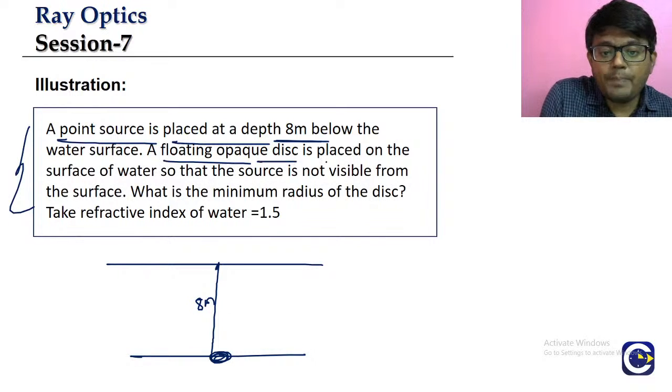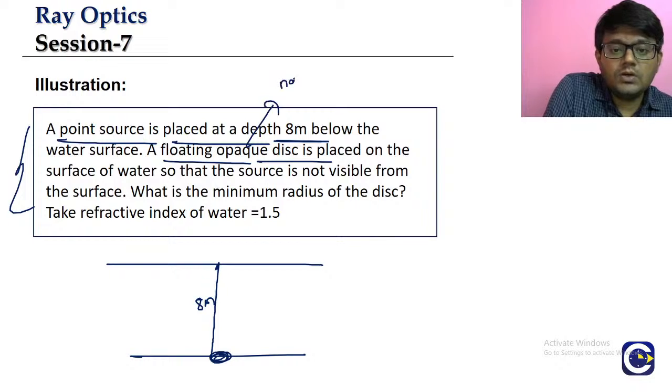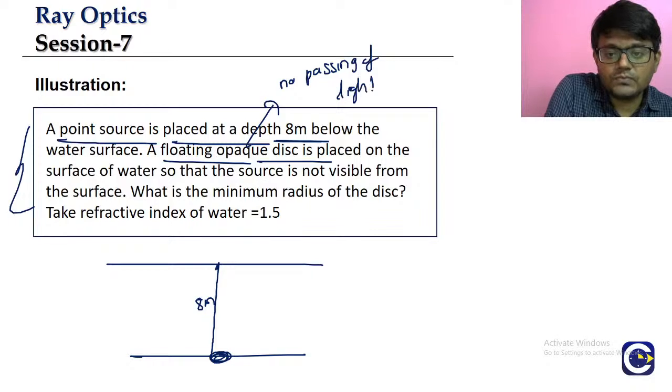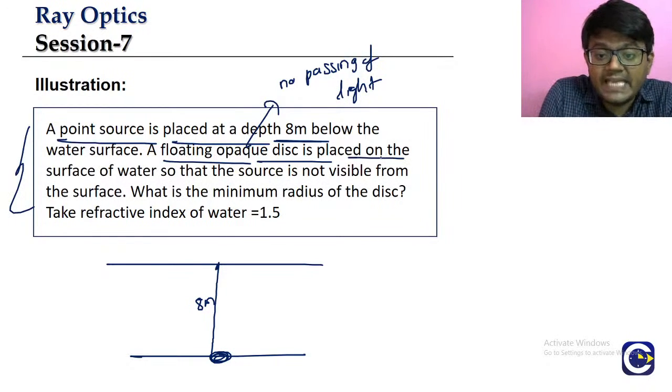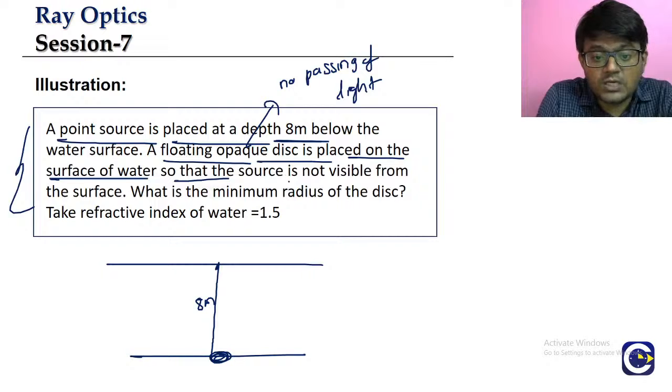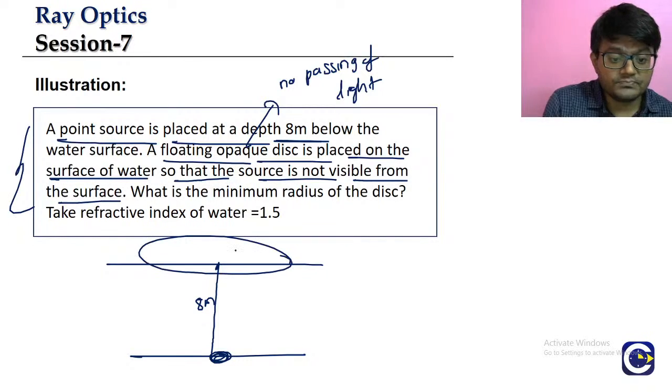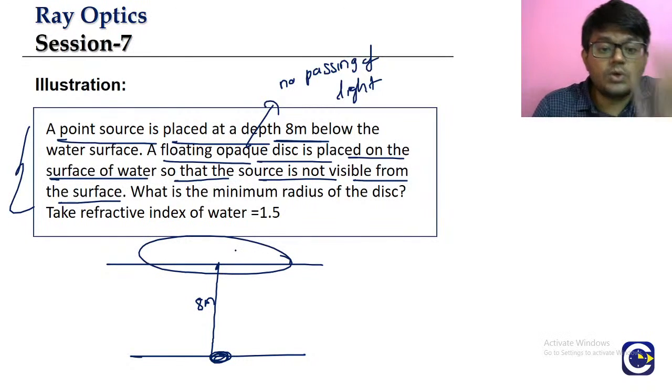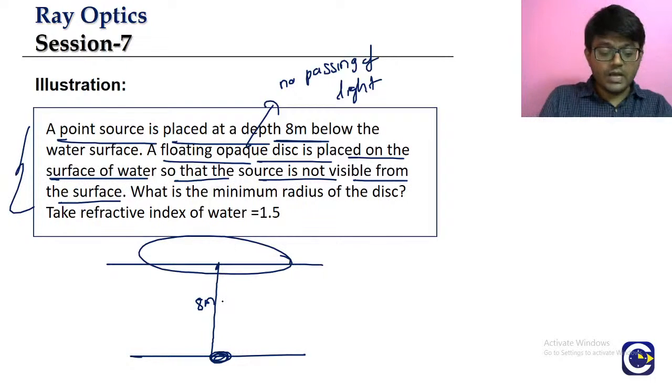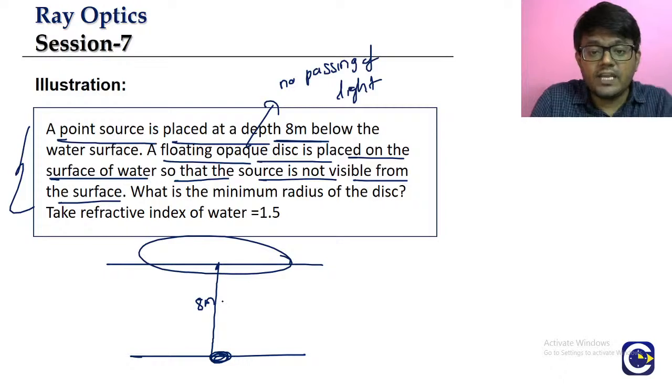A floating opaque. Opaque means what? No passing of light through it. Okay, a floating opaque disk is placed on the surface of the water. This means what? A circular surface is placed on the water so that the source is not visible from the surface. So we have to keep a disk on the surface of the water so that the source is not visible. Means we have to exactly cover that entire circular surface to which the light rays can come. Then if we are able to cover that region, means what? For anybody who is seeing from the surface, the source will not be visible.